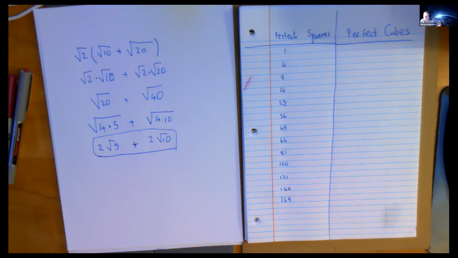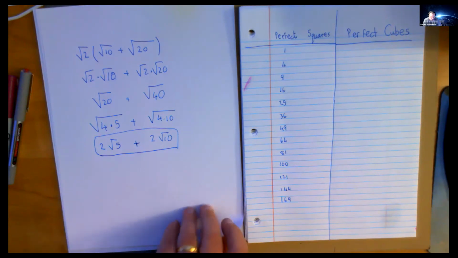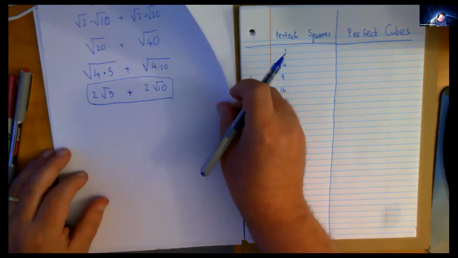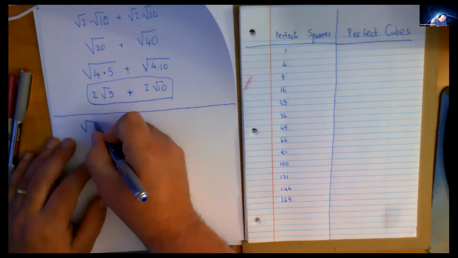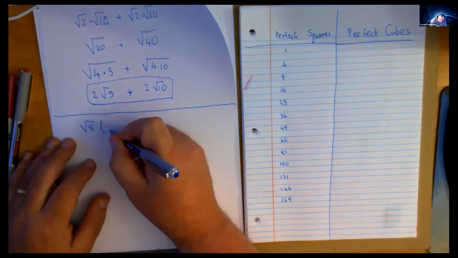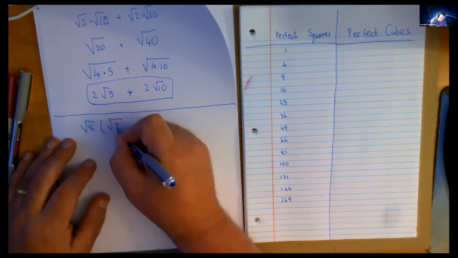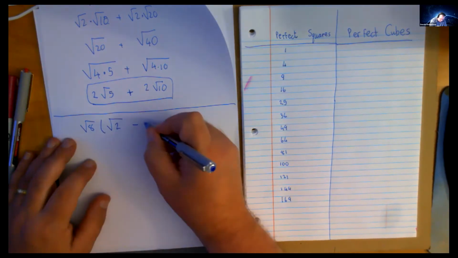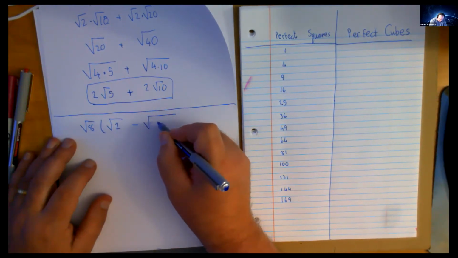So far, so good. Suppose, still on numbers, we try the square root of 8 times the square root of 2, take away the square root of 12.